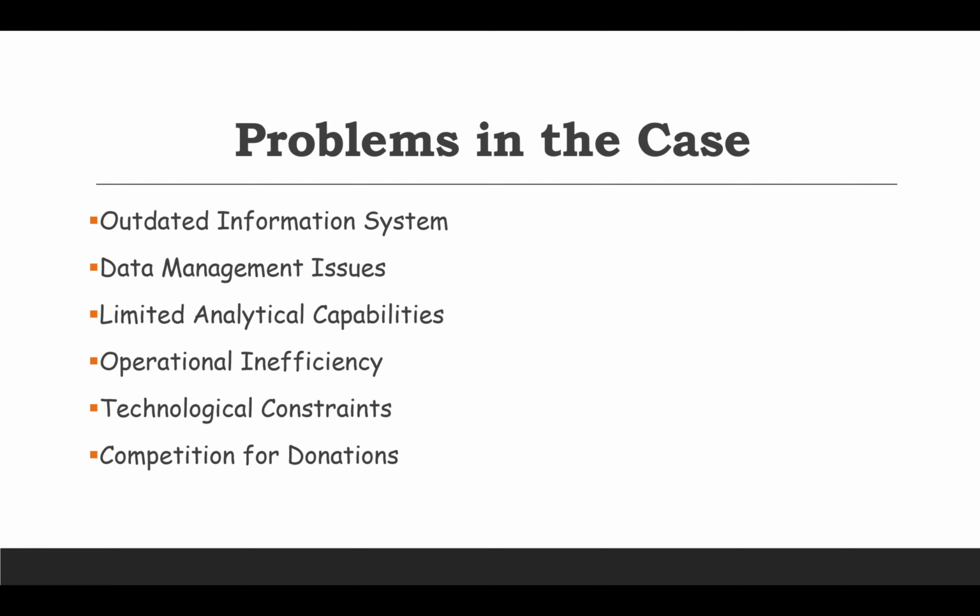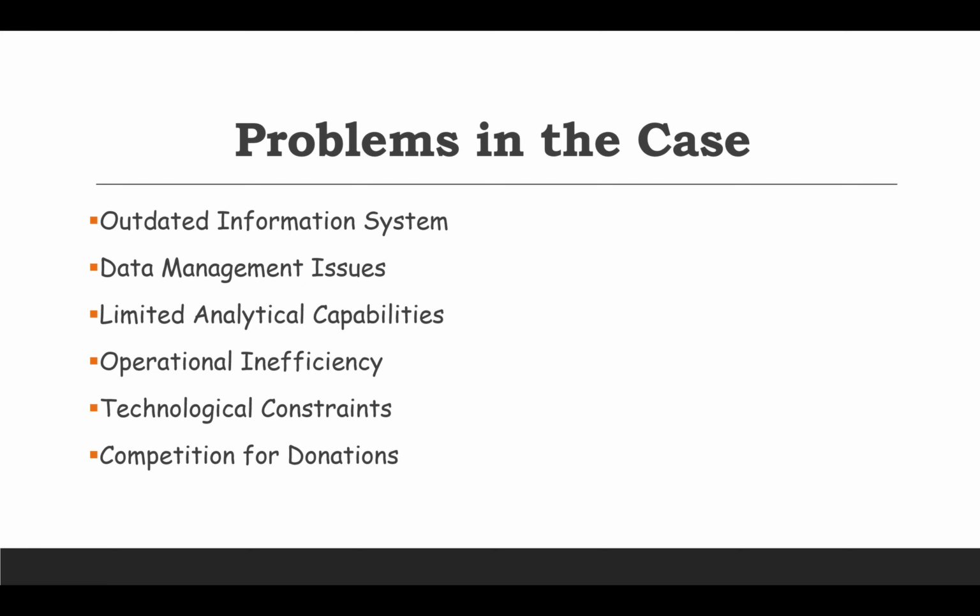The second problem that I found was a data management issue. The existing system allowed open and unrestricted data entry, resulting in inconsistent data, such as multiple records for the same donor due to variations in name formatting. This led to inefficiencies, for example sending duplicate mails to a single donor.